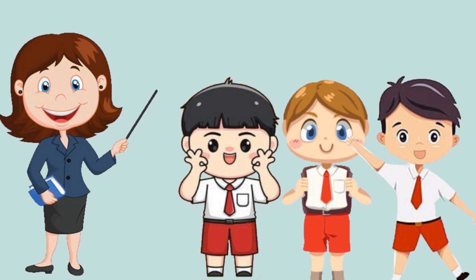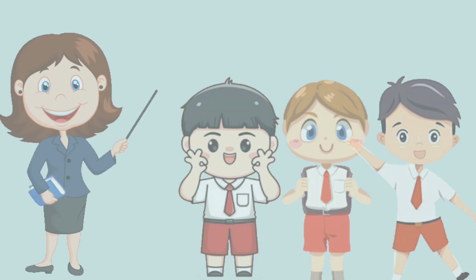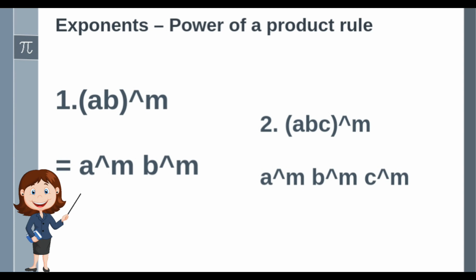You guys are doing so well. Let's continue on. The next rule we have is the power of a product rule. If an equation is written as ab raised to m, it would be rewritten as a raised to m, b raised to m. Let's have a little equation. What is abc raised to m? A raised to the power of m, b raised to the power of m, c raised to the power of m.